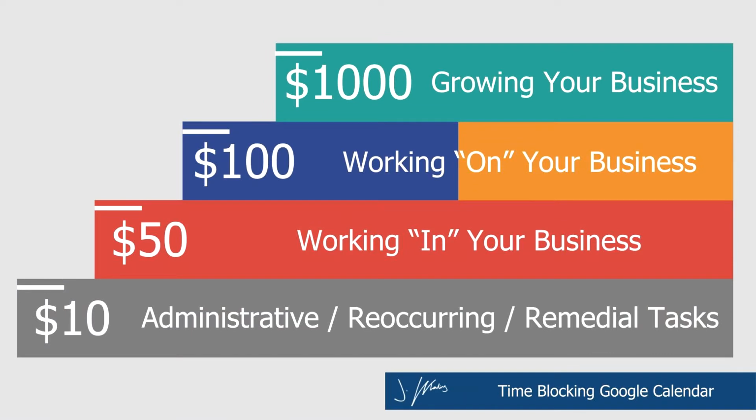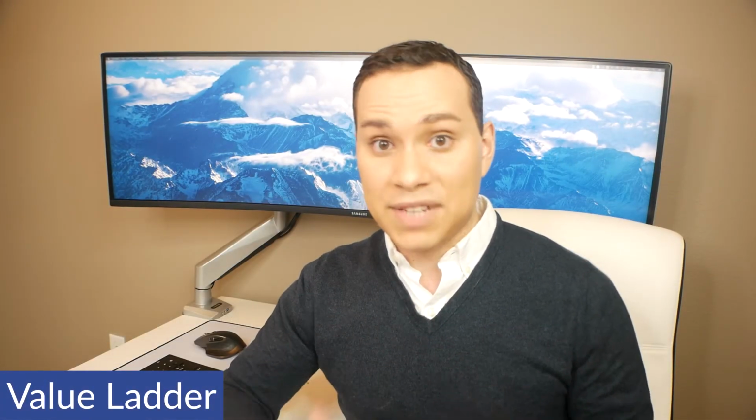So here we have 4 levels: $10 an hour work, 50, 100, and 1,000. So pretty much 10 is anything that's administrative, recurring. Then we have working in your business, working on your business, and then growing your business. So these are three very distinct ways that you can differentiate the types of tasks that you're doing.